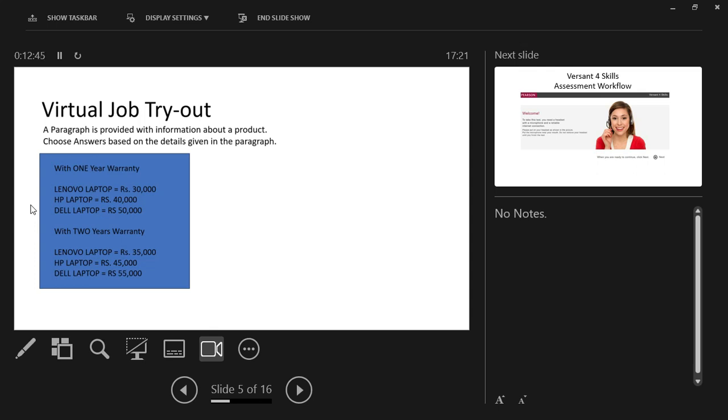Now I am a customer and I would reach out to you through a phone call or a chat or email, and I would ask you that I need a laptop with 2 years warranty and my budget is 45,000. So if you see here, the option provided for 2 years warranty with the budget of 45,000, I can see that HP laptop is available. So I can recommend HP laptop to my customer.